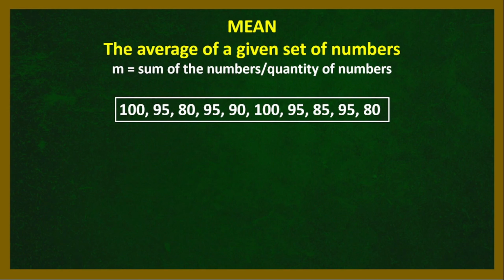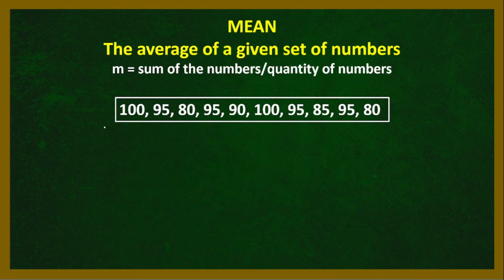Okay, so let's get down to business. First, we are going to start with the mean. Well, the mean is the average of a given set of numbers. So how would we find the mean? The mean is the sum of the numbers divided by the quantity of the numbers.